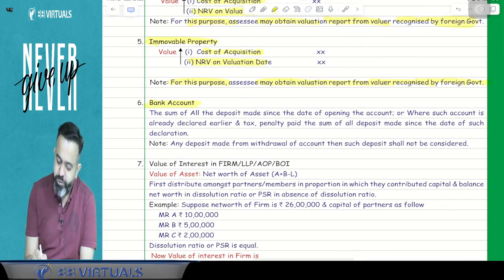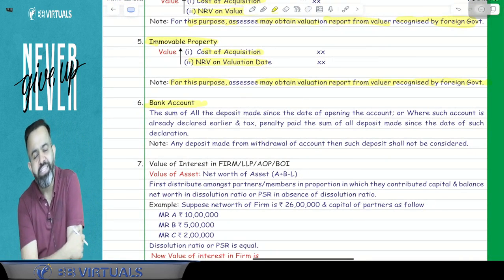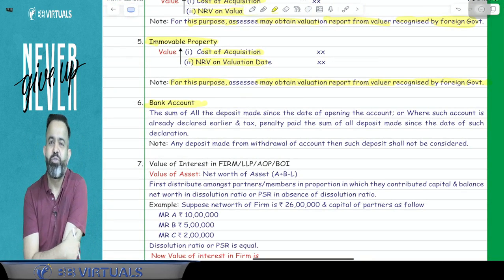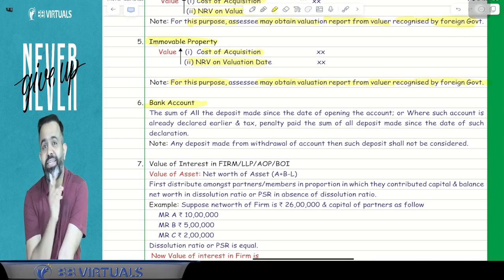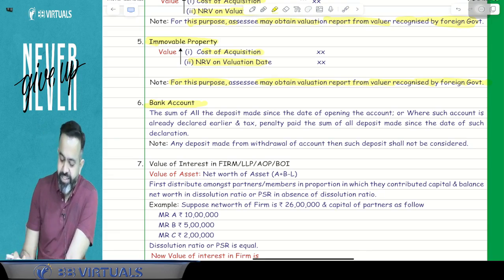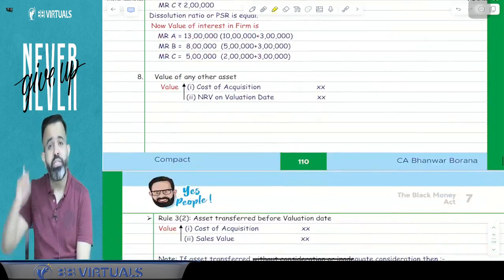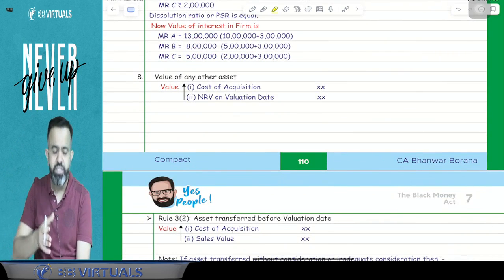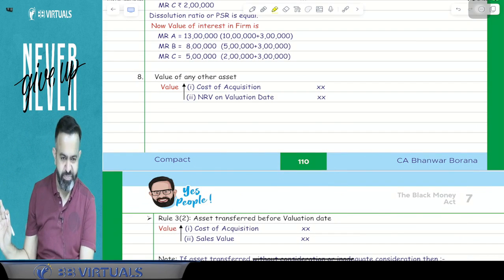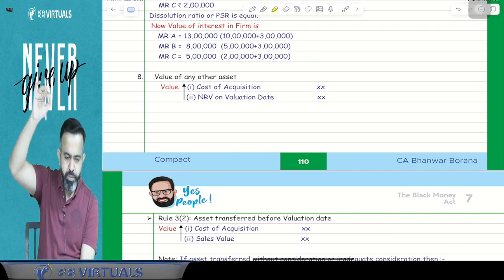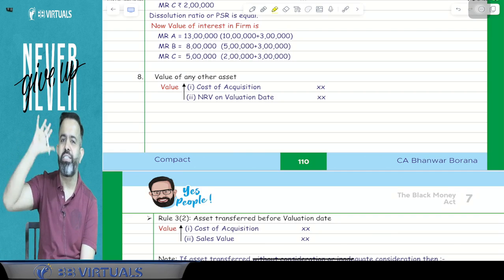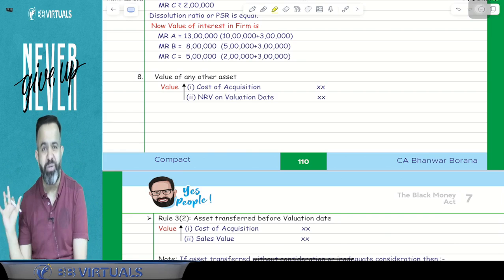Suppose there is an undisclosed bank account, meaning they got the detail that you are having a bank account in a Swiss bank. Then how will we determine the value of the bank account? They are saying that for a bank account, we will take whatever amount was deposited and just aggregate it. Withdrawal will not be reduced.